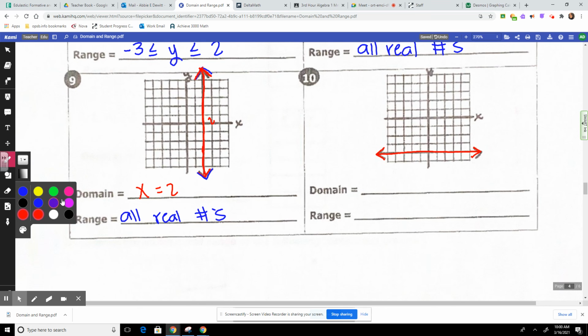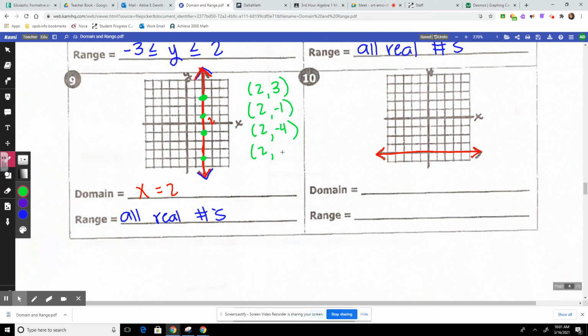So if I wanted to, let me change to purple. Well, that's not a good color to use. Let's use lime green. This point here is (2, 3). X is 2, y is 3. This point here is (2, -1). This point here is (2, -4). Okay, this point here is (2, 1). So as you can see, all your x values for all those points are just x equals 2.